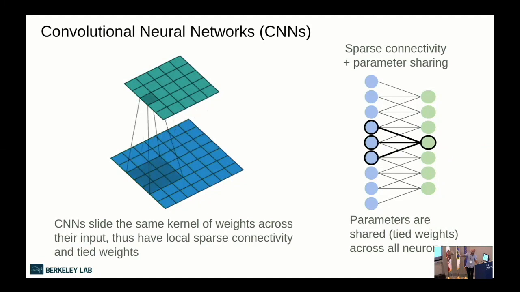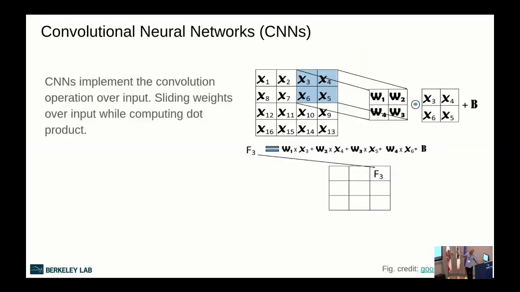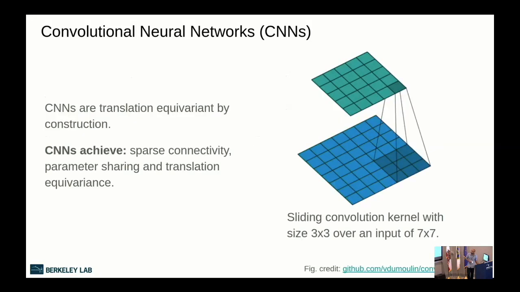Essentially, you have a bunch of parameters, you slide over your input, and then you do a dot product of your weights with your input. You add a bias, and then you slide the kernel over and move on to the next thing. Again, what does this achieve? We have sparse connectivity. It's only local responses. We have parameter sharing. We have way fewer parameters. We'll see an example in a bit. And we also have translation equivariance.